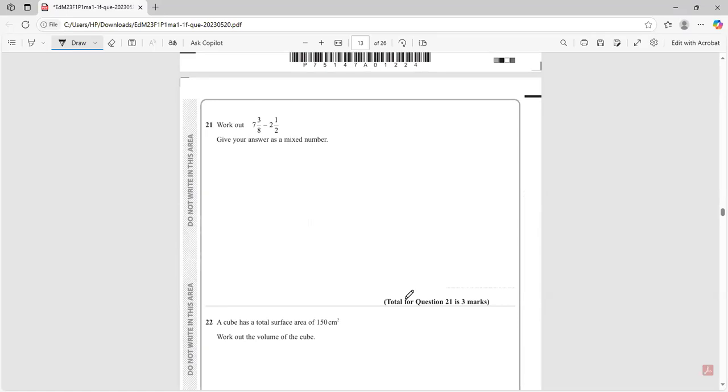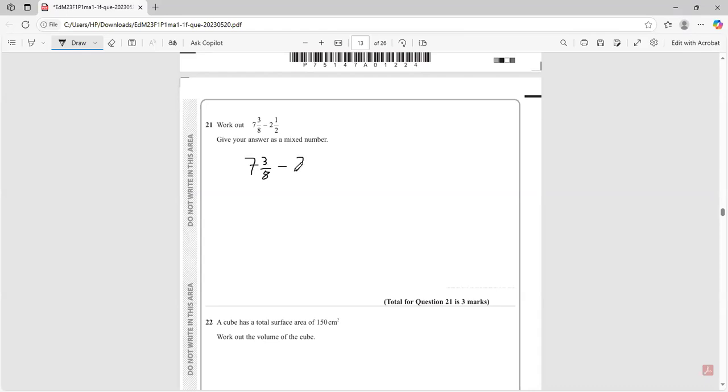Yes. Okay, all right. So this question says, work out 7 whole number. It says, give your answer as a mixed number. Of course, we know what a mixed number is. It should be what? A whole number and a fraction.